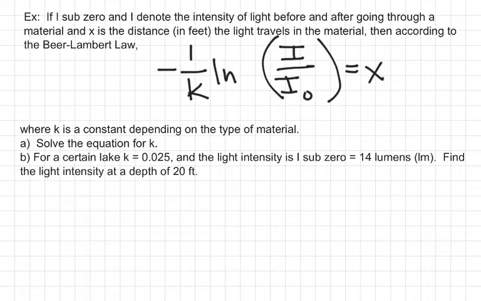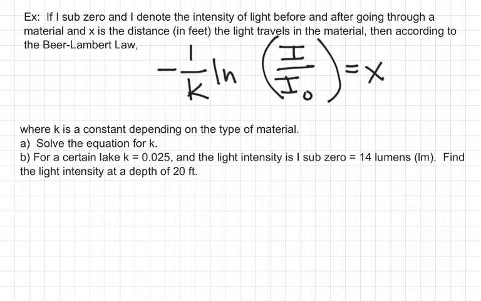Let's do a word problem. If I sub 0 and I denote the intensity of light before and after going through a material, and x is the distance in feet the light travels in the material, then according to the Beer-Lambert law, negative 1 over k natural log of I over I sub 0 is equal to x, where k is a constant depending on the type of material.